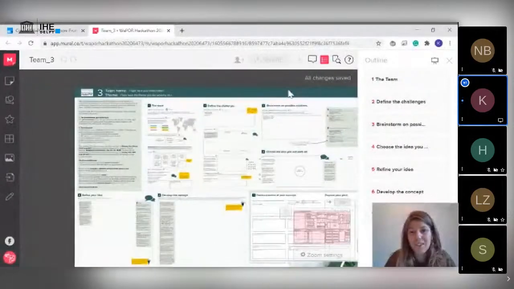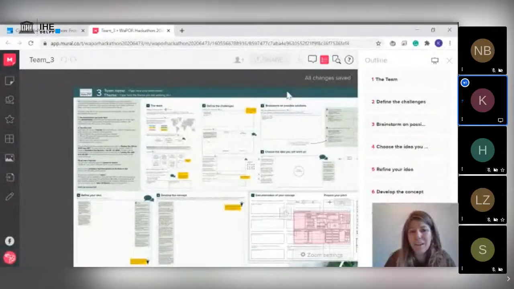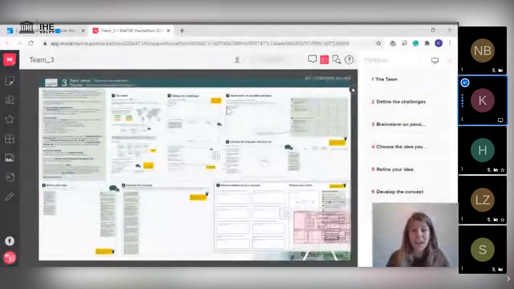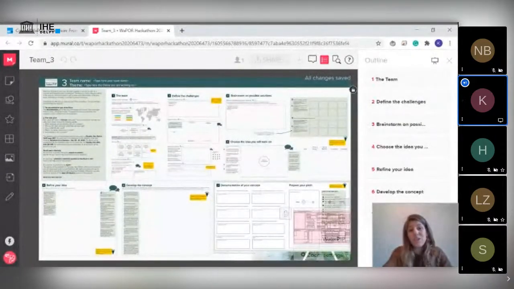And what you see is probably a bit blurry, which it is anyway, because it is a gigantic wall. And on this kind of wall where you can zoom in and out, we will guide you through the whole process of going through the different steps in a hackathon.